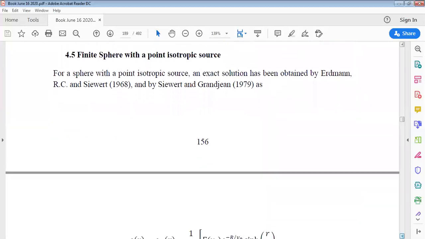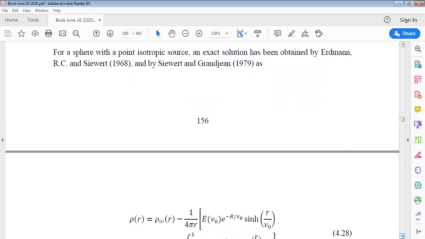Okay, so in the previous lecture, I showed you some exact solutions for an infinite medium and a semi-infinite medium. Now I just want to show you a few exact solutions for a finite sphere with a point isotropic source. So now we're getting a bit realistic. This was done by Erdmann and Siewert in 1968 and by Siewert and Grandjean in 1979. For a sphere with a point isotropic source, they obtained an exact solution.